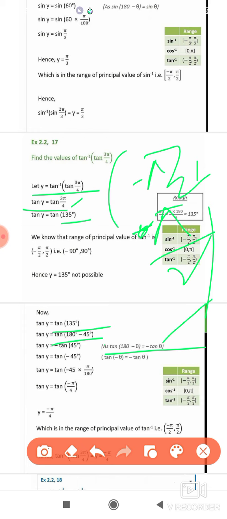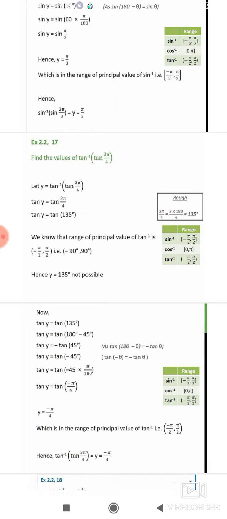180 minus theta is lying in the second quadrant, students, so it will be equal to minus tan 45 degree, and we know that tan minus theta is equal to minus tan theta, so minus tan 45 degree, that is tan of minus 45 degree it will be. And we know how to write minus 45 degree in radian, minus pi by 4. So the answer is y is equal to minus pi by 4, which is in the open interval minus pi by 2 to pi by 2. So our answer is minus pi by 4.